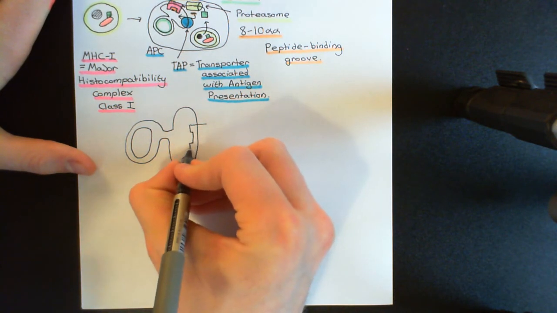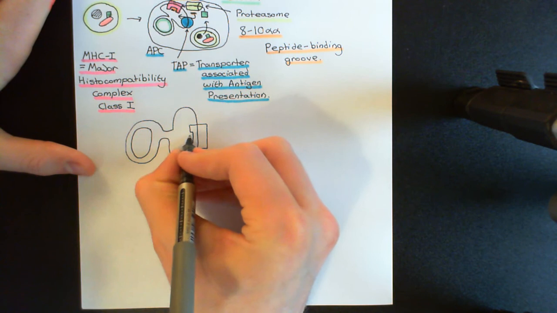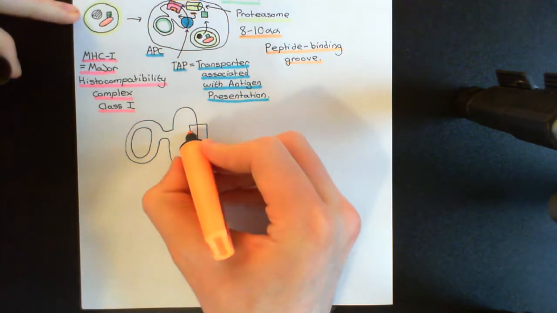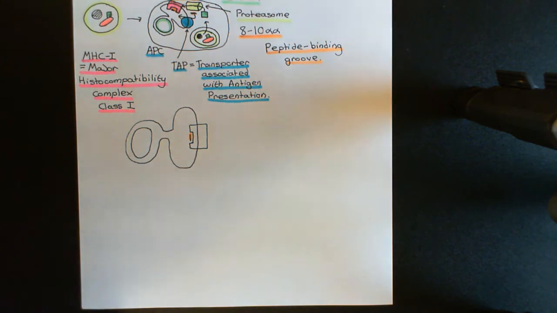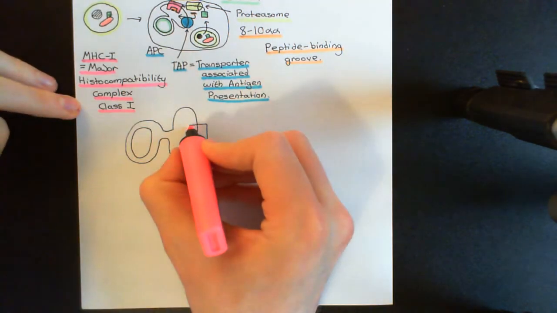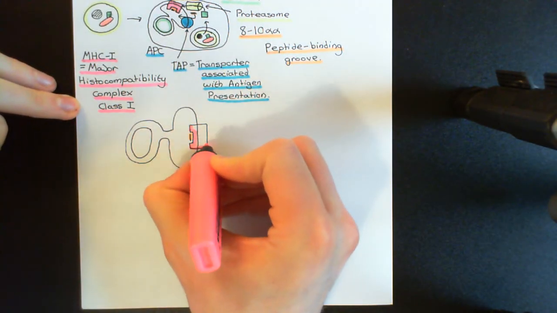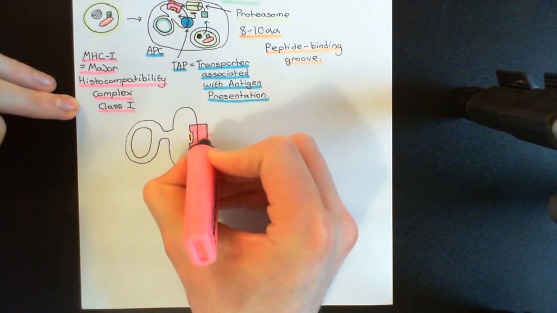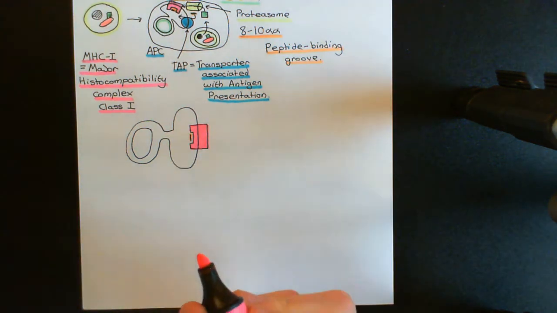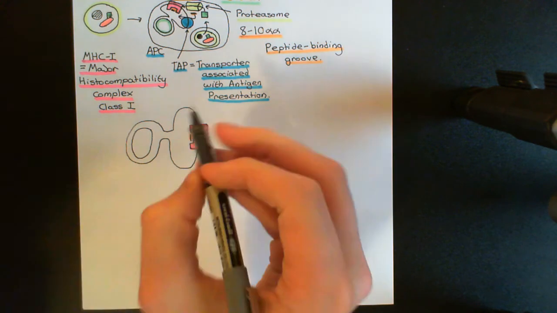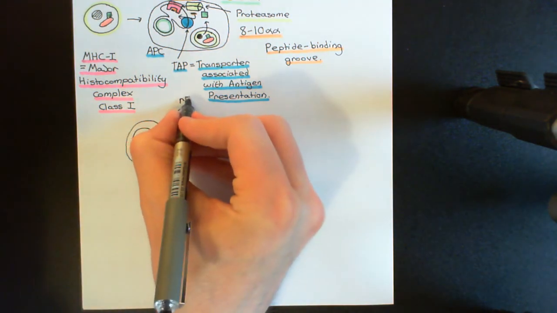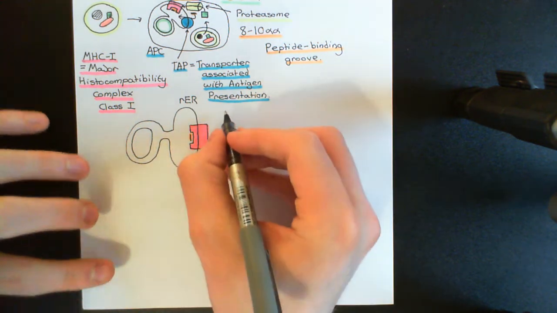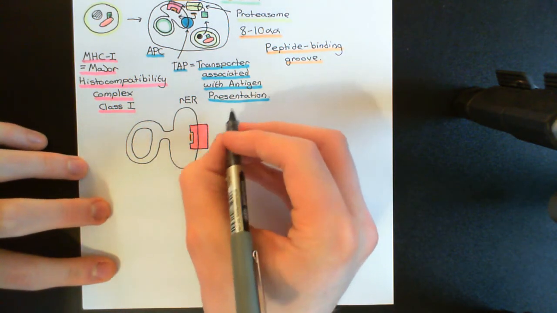So here is the major histocompatibility complex class I. There's the antigen fragment between 8 and 10 amino acids long, here in orange, and I'll just colour this MHC class I in pink here as well, like so. So now what's going to happen is this is going to be moved from the rough endoplasmic reticulum to the Golgi apparatus, and then it's going to work its way through the Golgi apparatus into a secretory vesicle, and then that secretory vesicle will fuse with the plasma membrane.